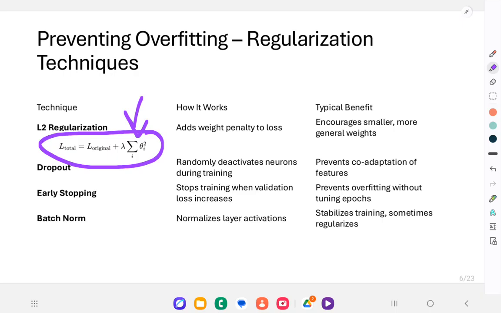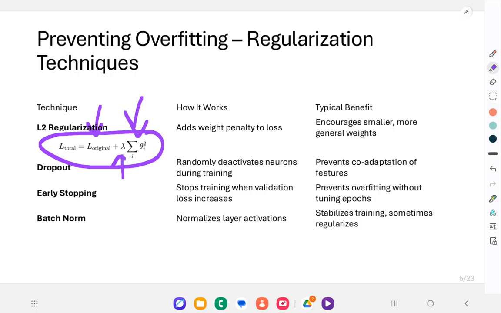So we modify the loss function. We start with our original loss right here, and we add a penalty to it, which is the sum of the squares of all the weight values. This term grows when the weights are large, so minimizing the loss encourages smaller weights.